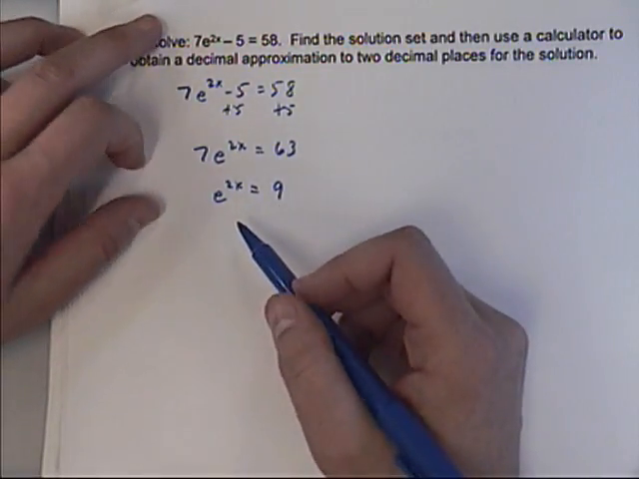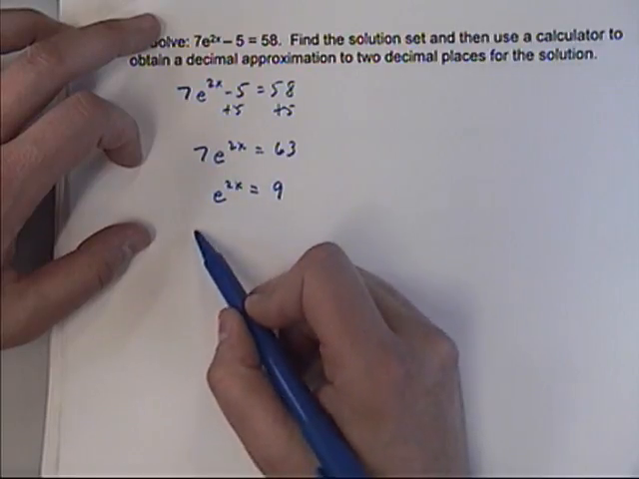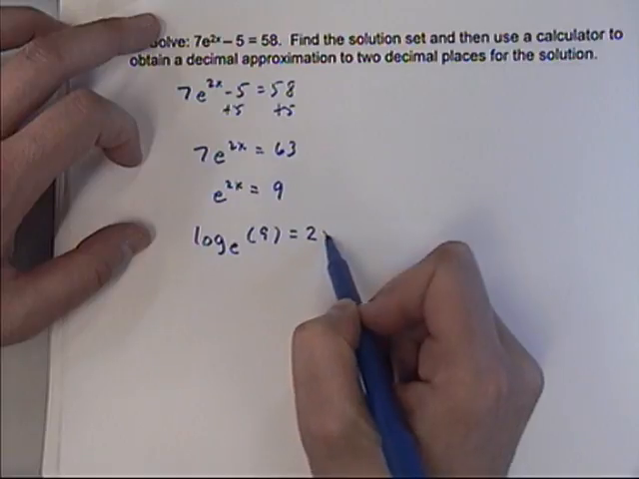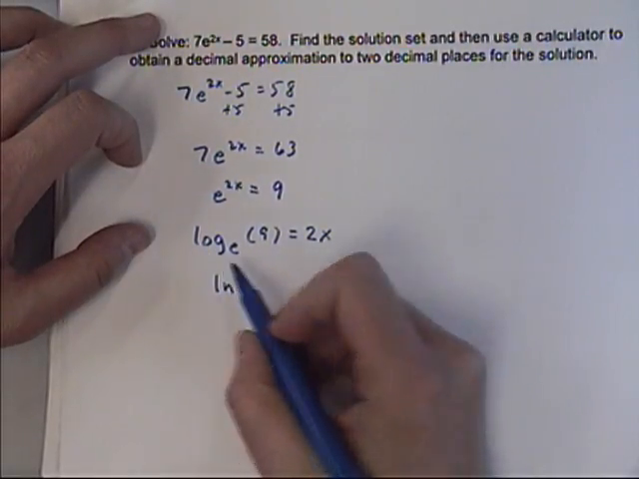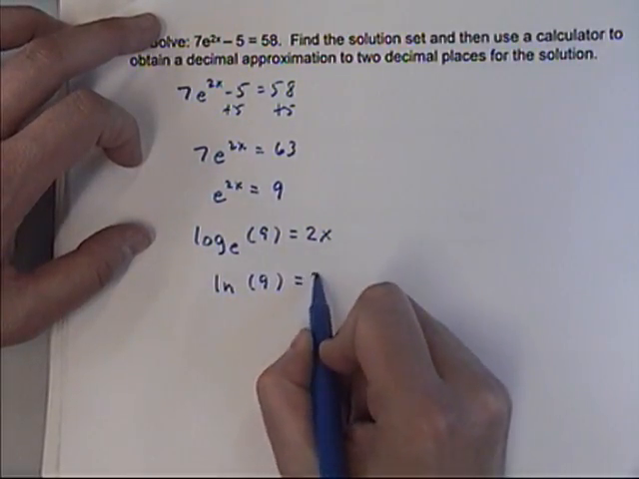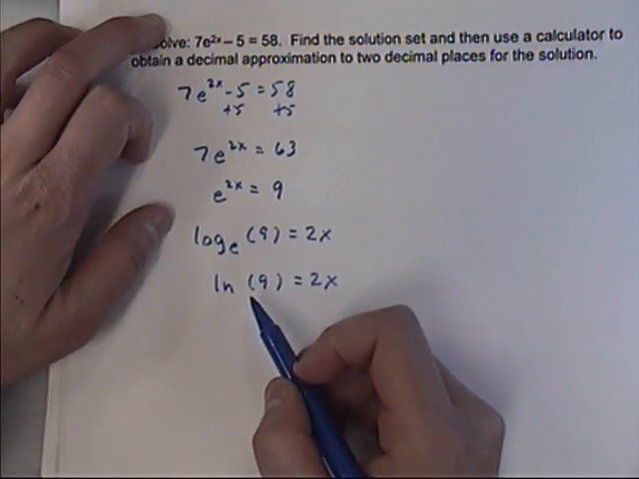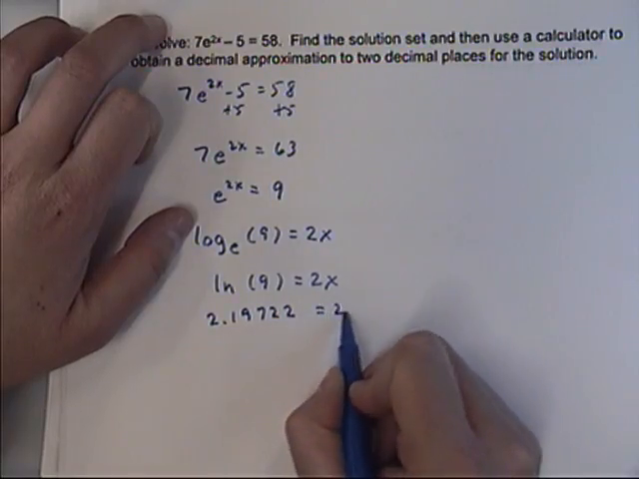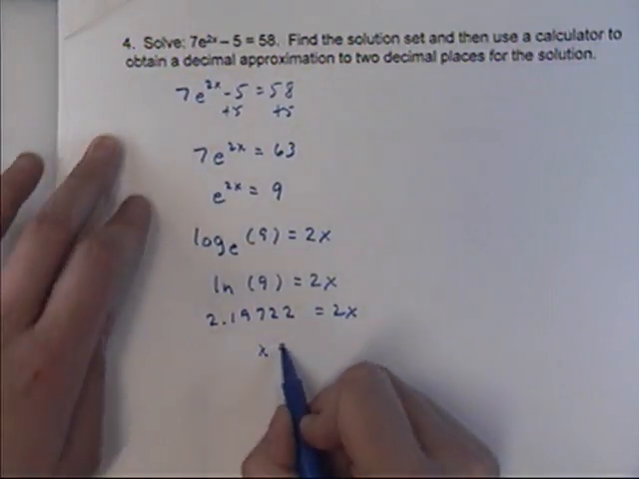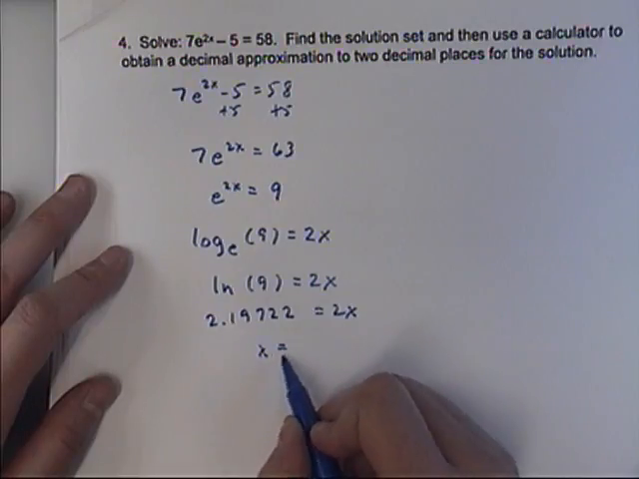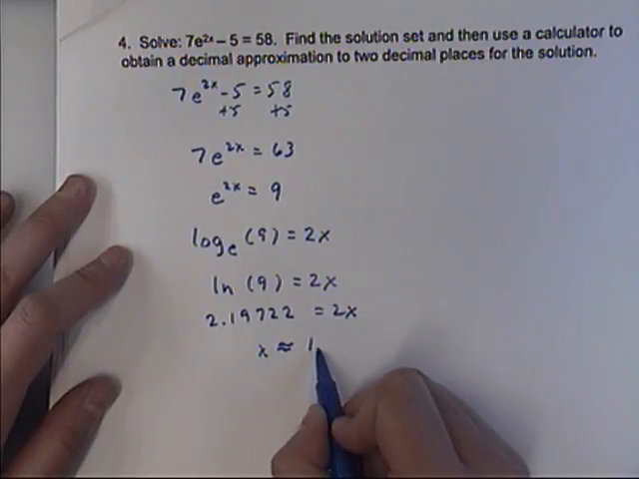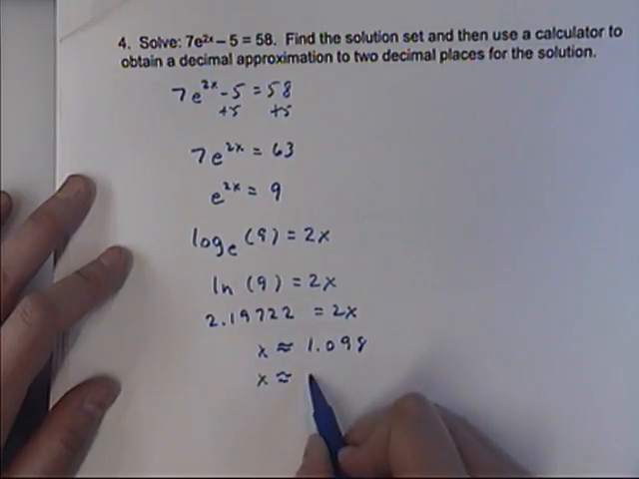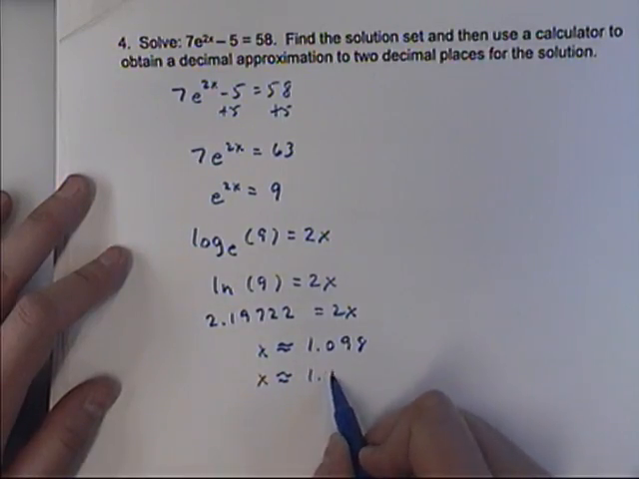Now I'm ready to do what I did before. So I'm going to rewrite this in logarithmic form. So that's log base e of 9 equals 2x. Log base e on your calculator is your natural log button. So we're going to go ahead and use that button now. Natural log of 9 is approximately 2.19722. And to solve for x, we just divide by 2 on both sides. Now we're going to round that off. It's approximately 1.098, rounded off to 2 decimal places. Our answer is still approximately 1.10.